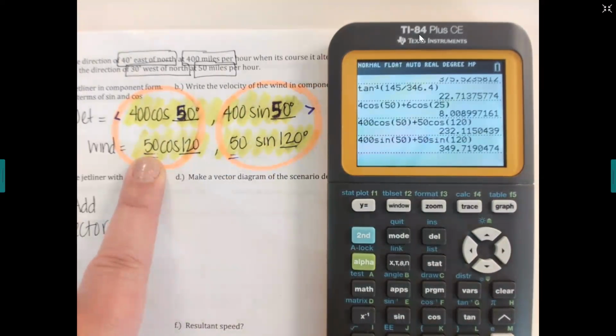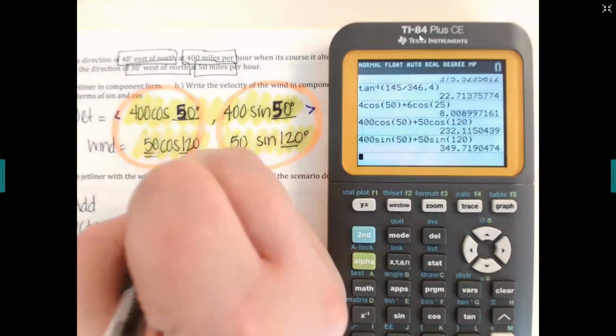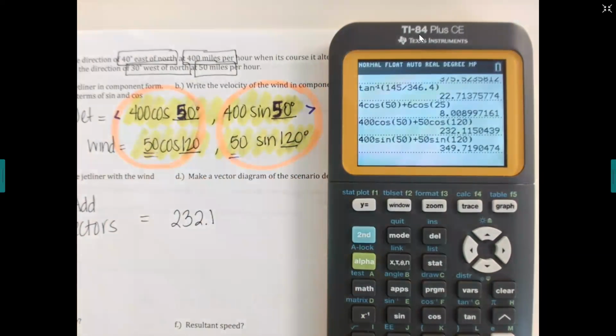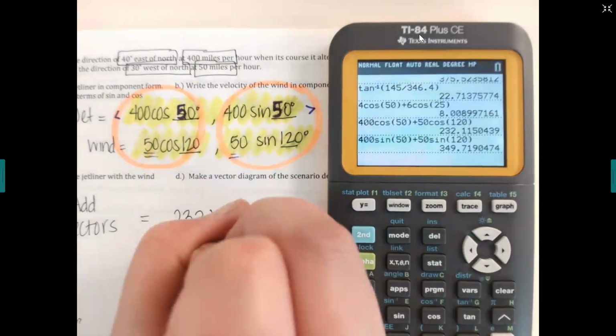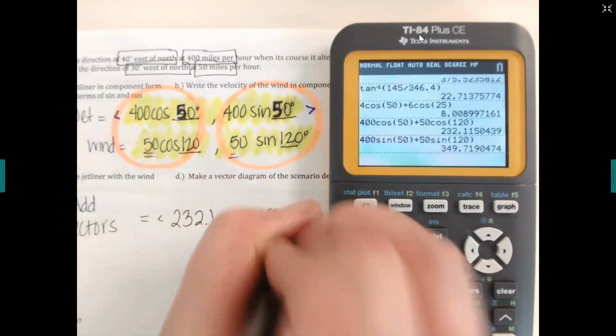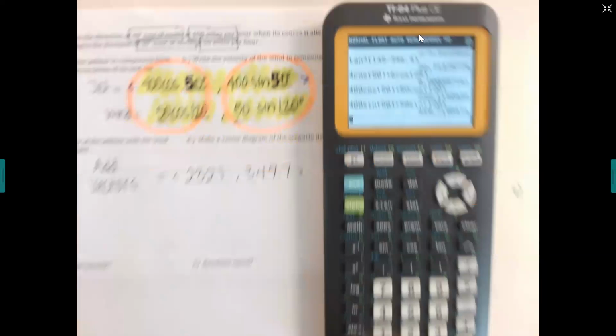That's the next step. So you write the vectors. Then you're going to write the combined vector. So it was 232.1 and 349.7. That would be your next answer. You would type into the calculator. Good there?